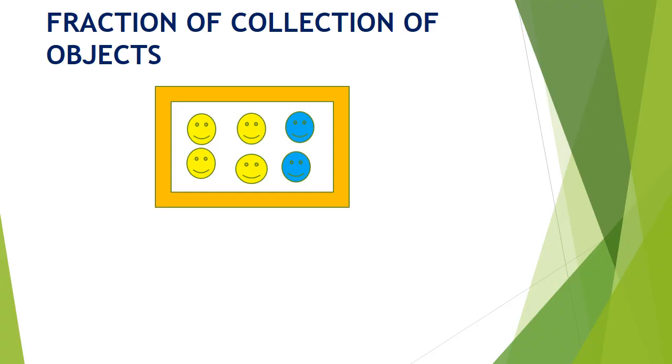Now what do you see on the screen? You see that there's a collection of smileys, right? How many smileys can you see? 6 smileys are there, but all are not of the same color.